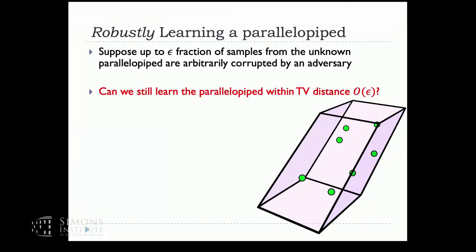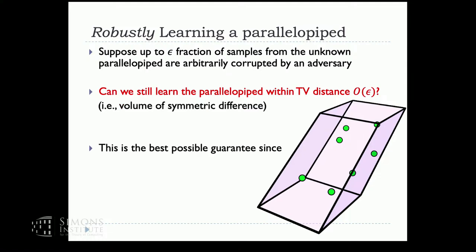Can you still learn the parallelepiped within total variation distance epsilon? In principle, yes, because you only change the epsilon fraction of the mass. Okay, so TV distance is the natural notion here when you have arbitrary corruptions. And it would be the best possible guarantee because you could really remove up to that. So that's the problem we're going to talk about.